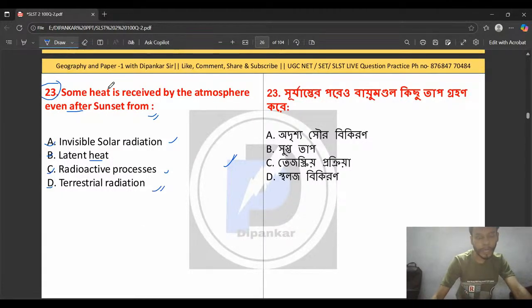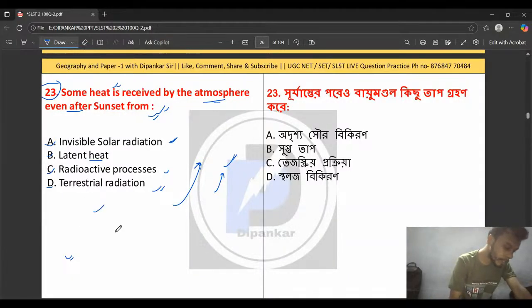Some heat is received by the atmosphere even after sunset. Invisible solar radiation, latent heat, radioactive process, or terrestrial radiation. What is the right answer of question number 23? Please answer quickly.